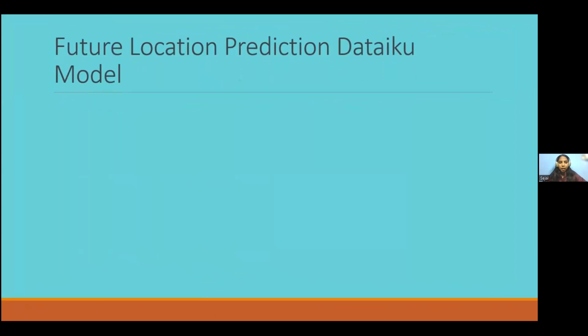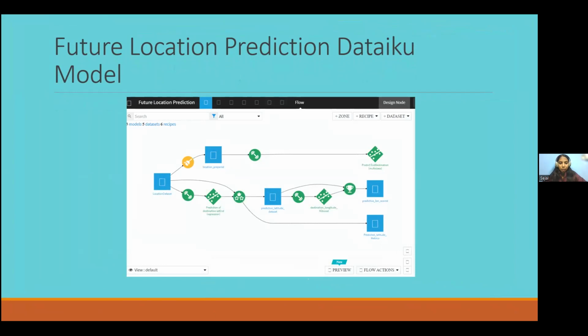Future location prediction Data IQ model. So this is the workflow, wherein the location data set here, the broom one's logo represents the preparation, and the star shows the evaluation, and this weight also shows the representation of the latitude regressions. So the workflow represents how we have predicted these three models just using a location data set.